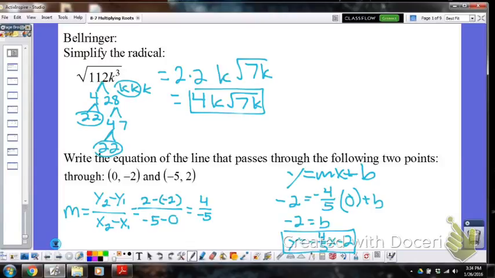So the solution to the first problem is 4k times the square root of 7k, and the solution to the second problem is y equals -4/5 x minus 2.